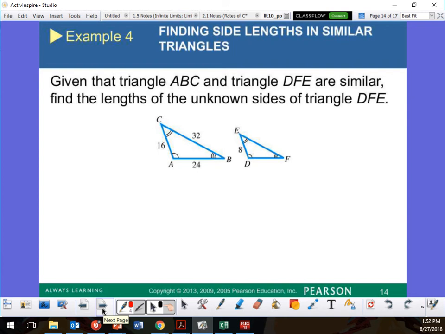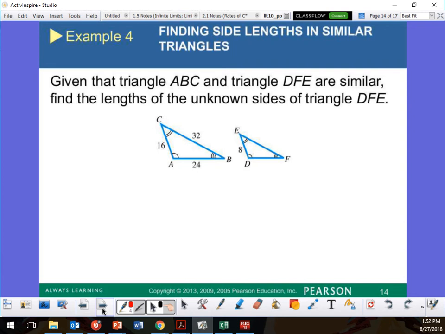Given triangle ABC and triangle DEF are similar, find the lengths of the unknown sides of the triangle. So which corresponding sides do I know? I should have a pair that I know.